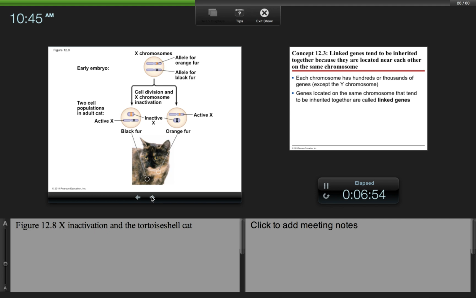So the tortoiseshell cat has an allele for orange fur and an allele for black fur in every one of her cells. However, in each one of her cells, one of those chromosomes has become inactivated. So in the cells where the orange allele has become inactivated, the cat will have black fur. And in cells where the black allele has been inactivated, she will have orange fur.